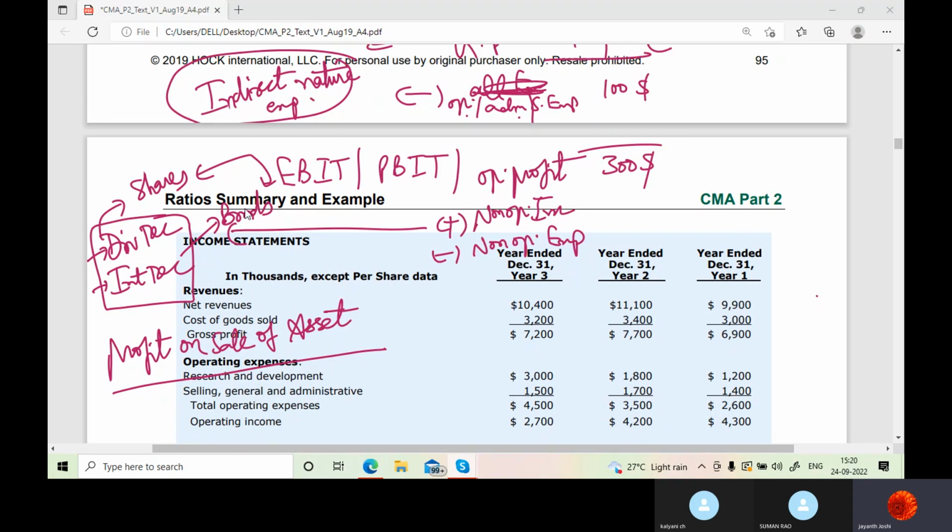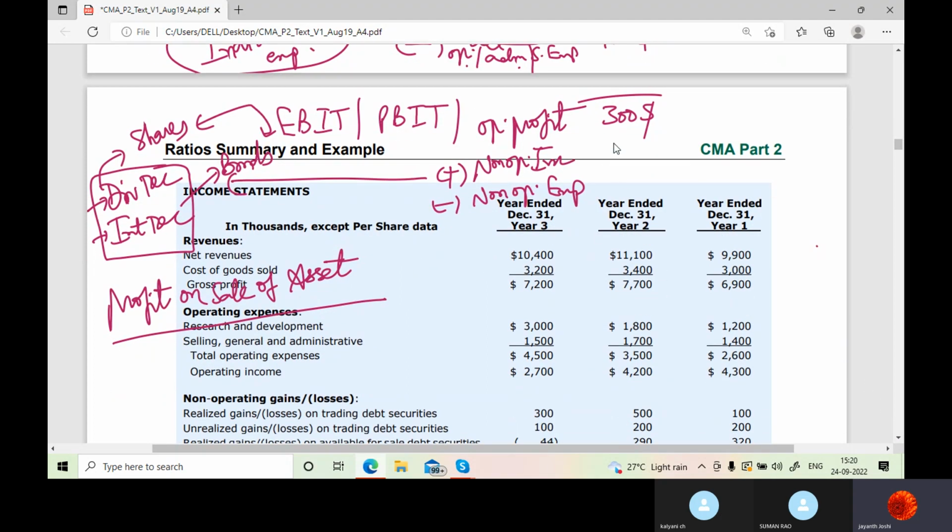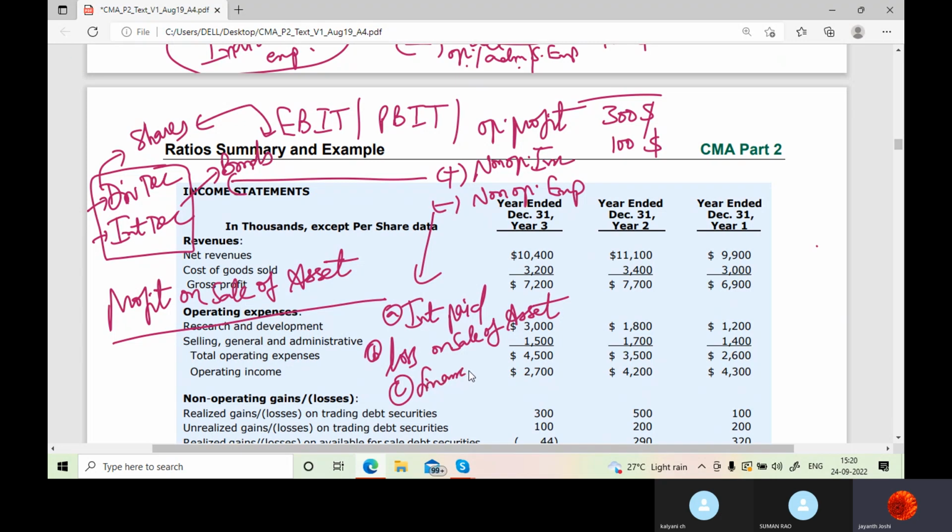Now, then comes non-operating expenses. Non-operating expenses are nothing but interest paid, loss on sale of asset, finance charges. So these are non-operating expenses, okay, but not dividend paid.